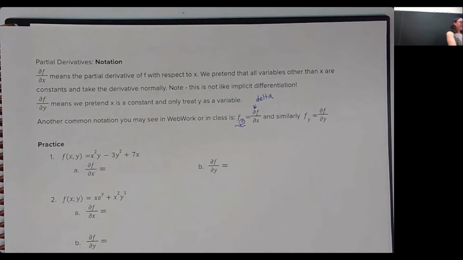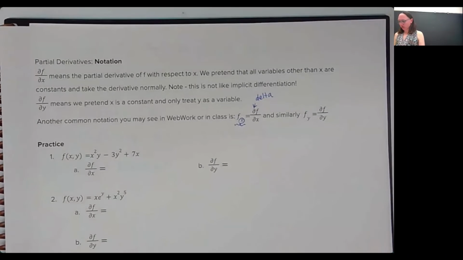Back to my skiing example, if I'm taking a partial derivative with respect to x, that means I'm lining my skis up with the x-axis and I'm thinking about what's my slope. The partial derivative with respect to y means I'm lining my skis up with the y-axis, thinking about what's my slope.